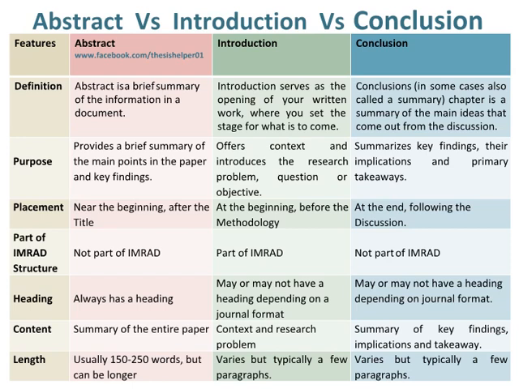Length of abstract is usually 150 to 250 words, but can be longer, whereas length of introduction varies but is typically a few paragraphs. Whereas length of conclusion varies but is typically a few paragraphs.